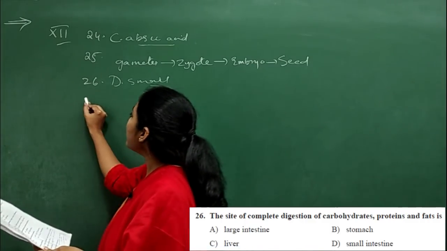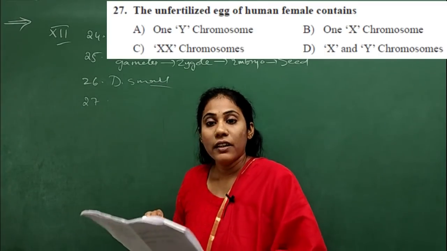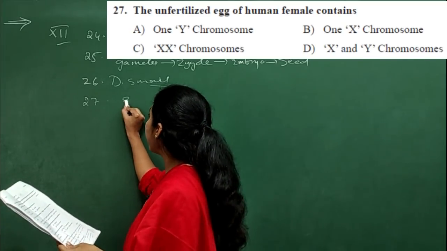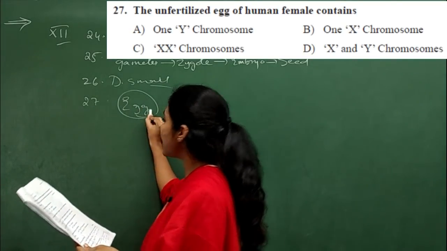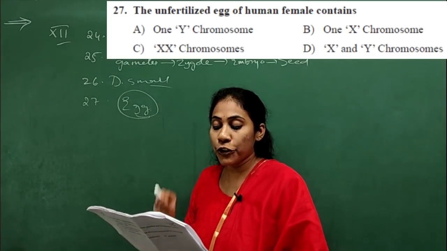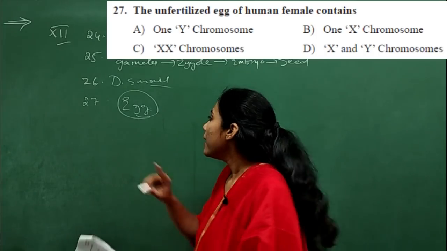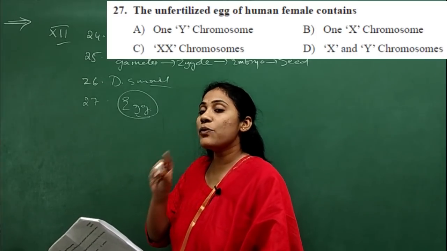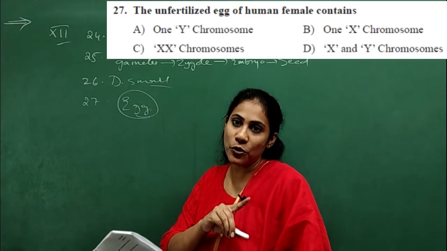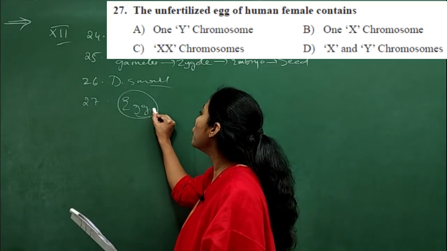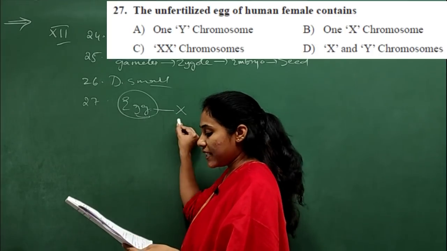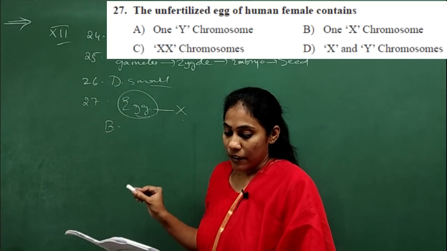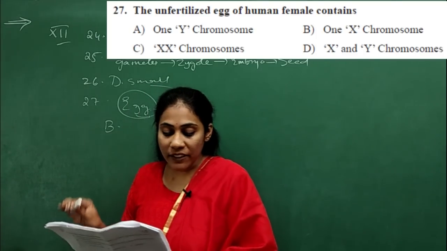Okay. Coming to the 27th question here. The unfertilized egg of a human female contains, they are asking the chromosome that is present in the egg. So in the egg, you will have the X chromosome, isn't it? Because egg and sperm are the gametes, and these gametes will always have half the number of chromosomes. So the egg will have only the X chromosome. So this is your answer. You can go for option B. Clear? Fine. This is all about the MCQs that you have in the bio part.